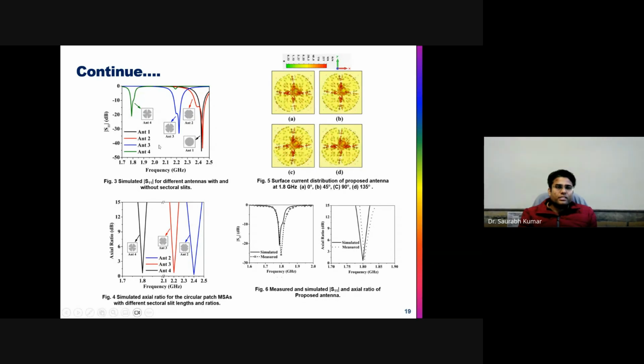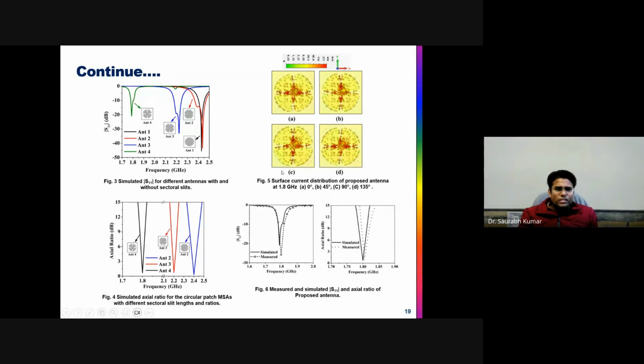These are the sectoral slits we have just cut into this circular patch. So the resonance is downshifted from somewhere 2.45 to 1.8. So you can find that this antenna is miniaturized.